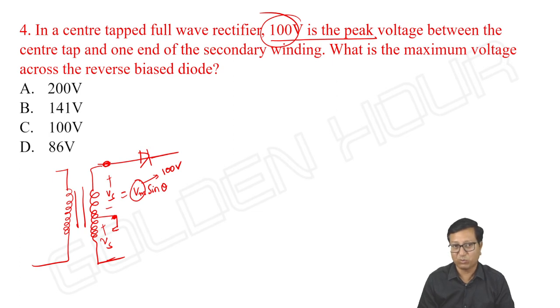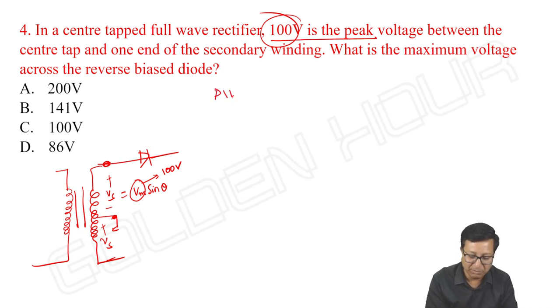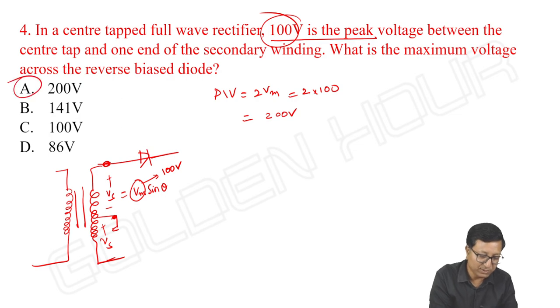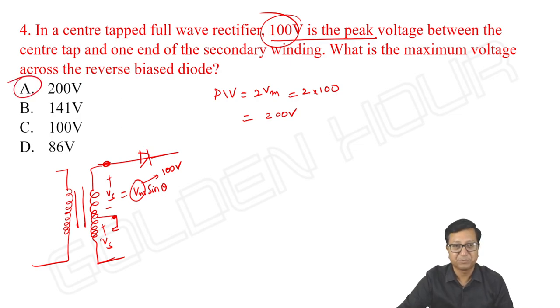And what about peak inverse voltage? According to this notation, PIV is equal to 2 times Vm, that is 2 into 100, 200 volts. Option A is correct.